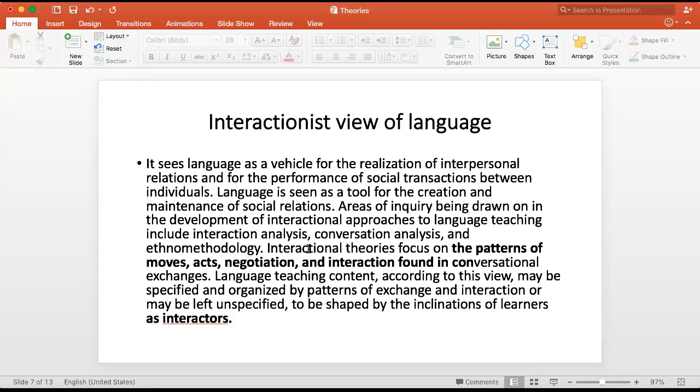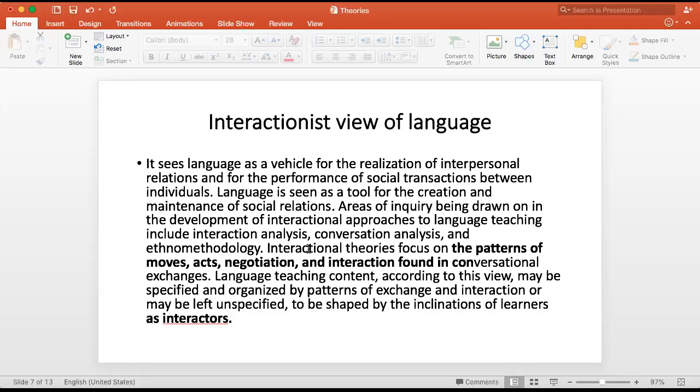So all of this is covered through the interactional view of language: how people act in certain situations, what their acts are, and what conversation goes on when they are angry, when they are happy, when they are sad, when they are negotiating, settling their disputes, moving from one topic to another, and how the topic shift takes place. All of this comes in the interactionist view of language.